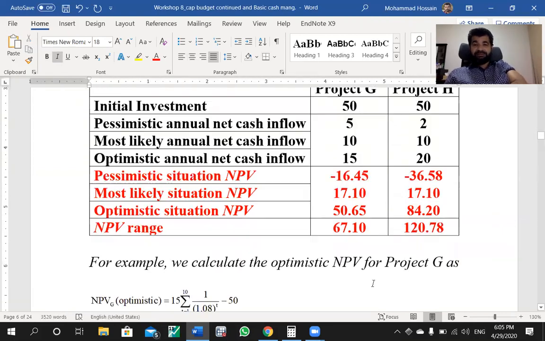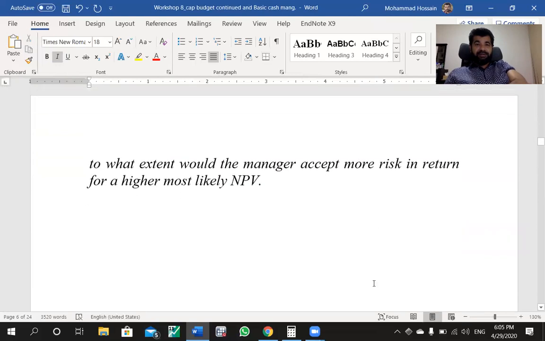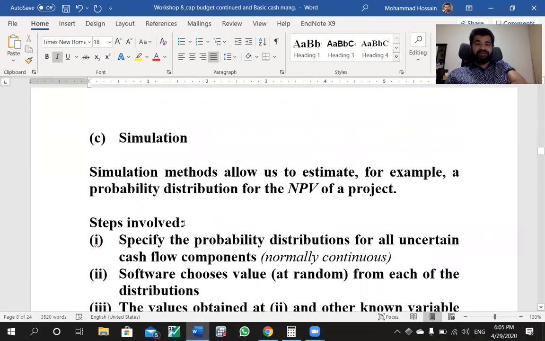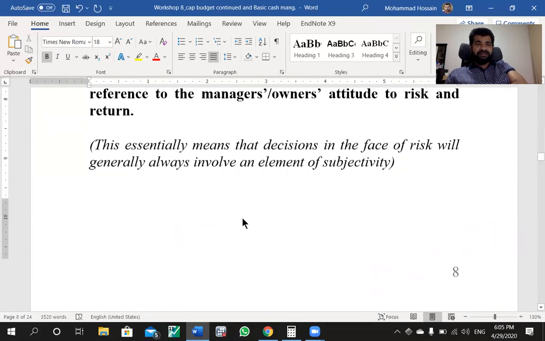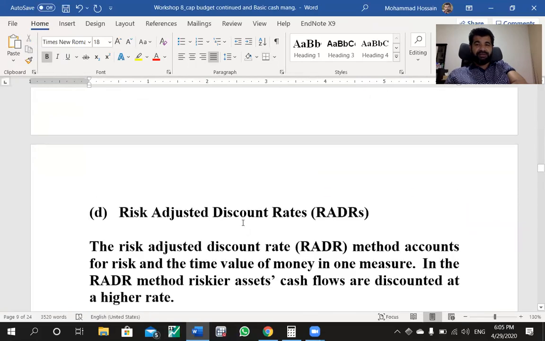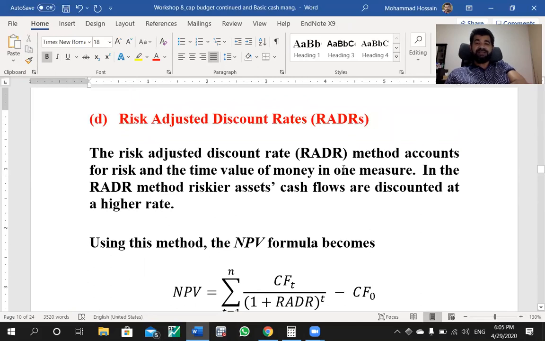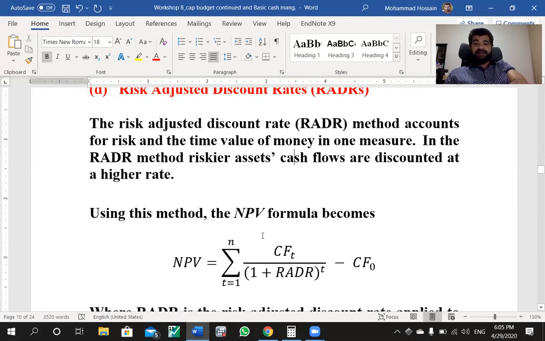Okay, now let's move on. Another method is called simulation method. Okay, a lot of methods. I'll go to the next method for you here. This is an interesting one. Risk adjusted discount rates. This says the method accounts for risk and the time value of money in one measure. In this case, we're actually bringing up risk and also time adjustment, time value. Two of the things.